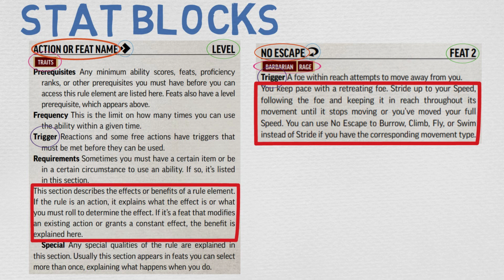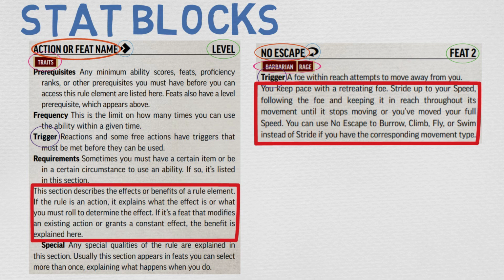In the case of our example for No Escape, it is Barbarian and also a Rage-related ability, which is quite cool. And then in terms of the general stat block, usually underneath traits you'd have prerequisites. Prerequisite is any minimum ability score, feats, proficiency ranks, or other prerequisites you have before you can access this rule element are listed here. Feats also have a level prerequisite which appears above, which we've already been over.